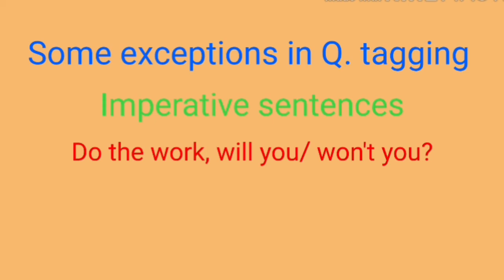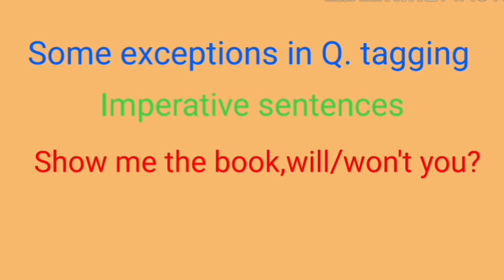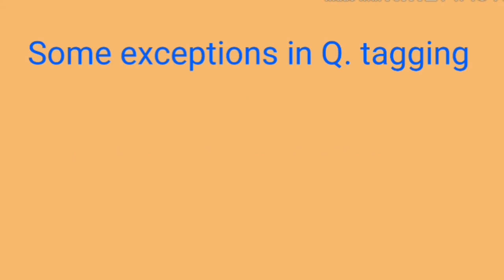Both are okay, right? Let's take another example. I say, "Show me the book." Will you? Right? Or won't you? Both are right. Don't need to think about negative, positive here. So for an imperative sentence, you can use "will you" or "won't you."